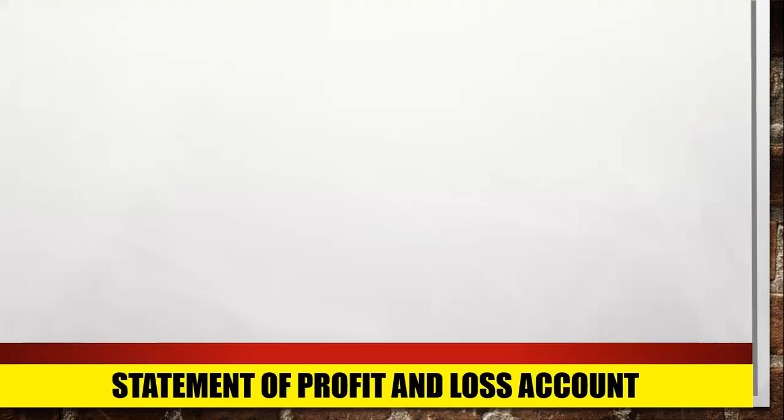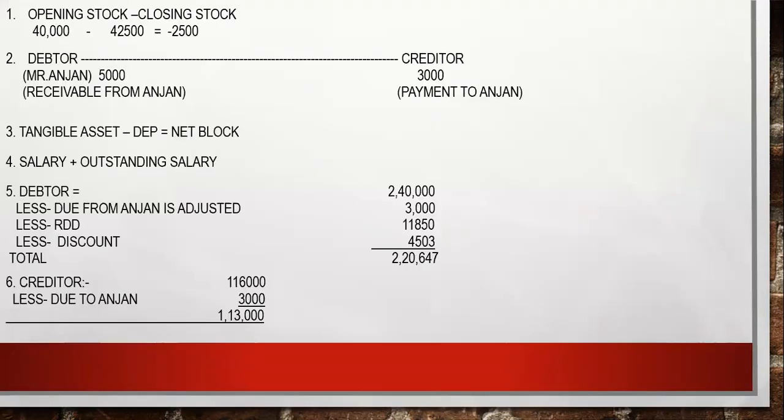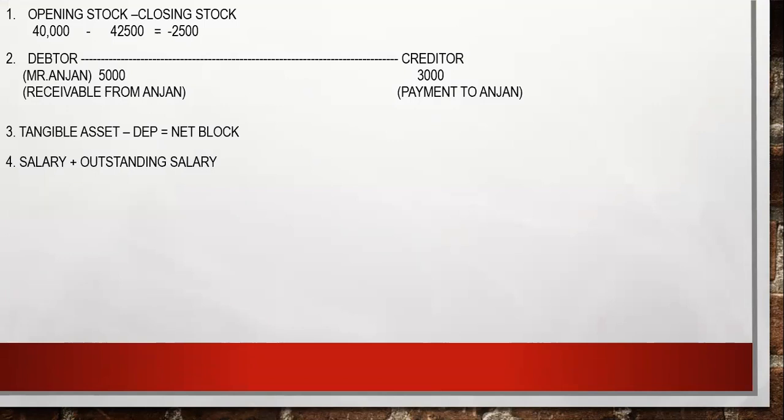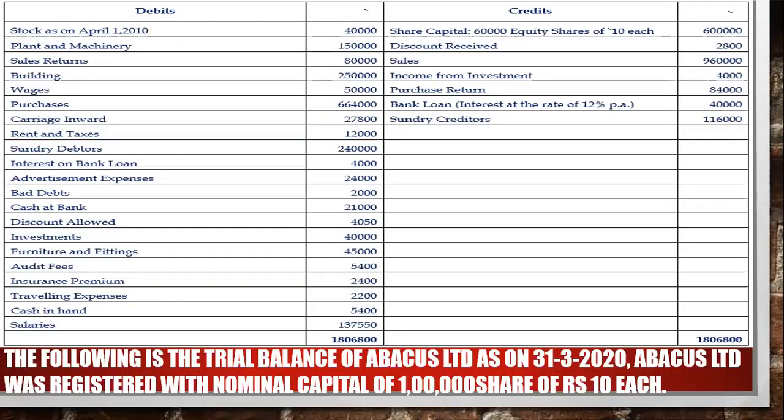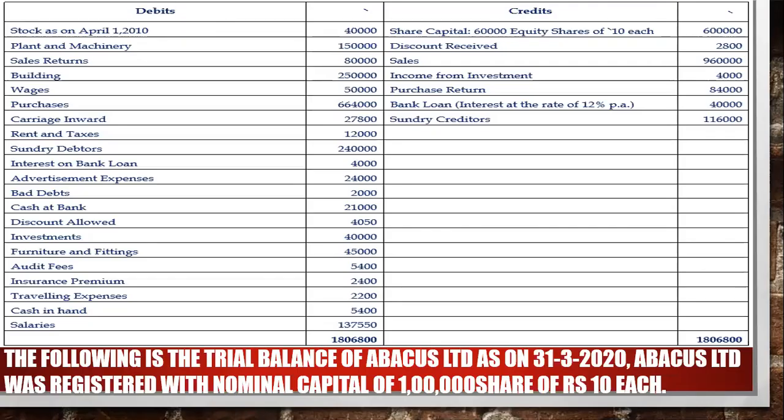So the fourth adjustment is salary plus outstanding salary you have to do. Just check how much salary you have given. You will get this amount in the trial balance only. The salary amount will be how much? Last amount, 1,37,550. It's your salary amount.